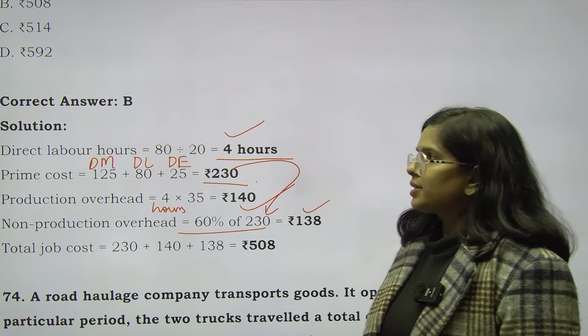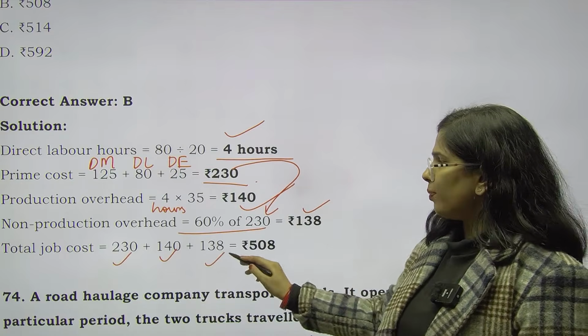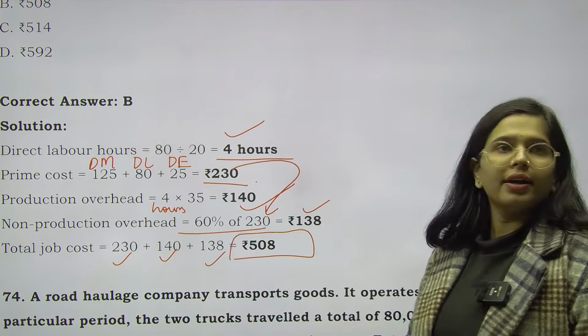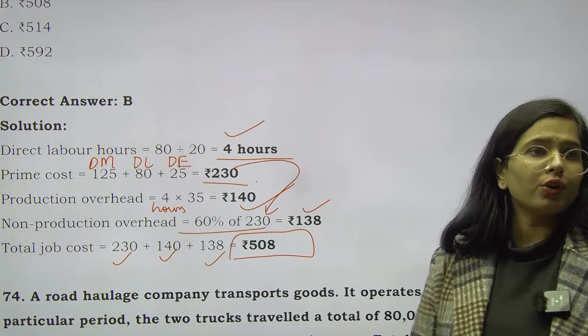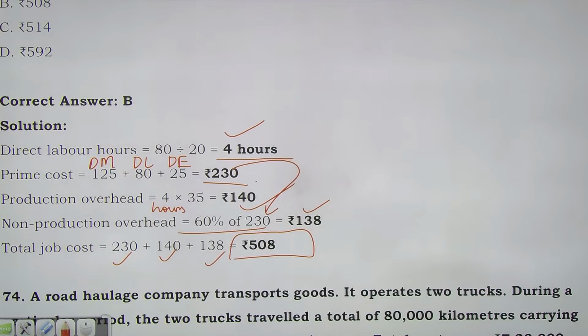Now total cost is very easy. Prime cost plus production overheads plus non-production overheads: 508. Okay, this is my total cost. Now let's talk about question number 74.